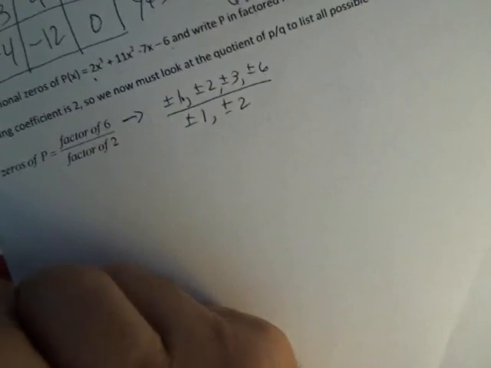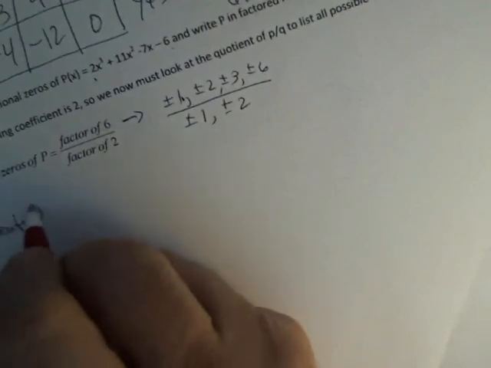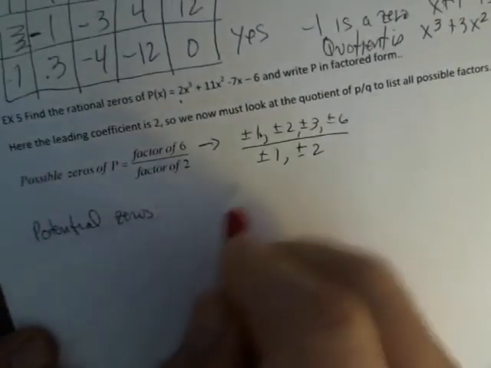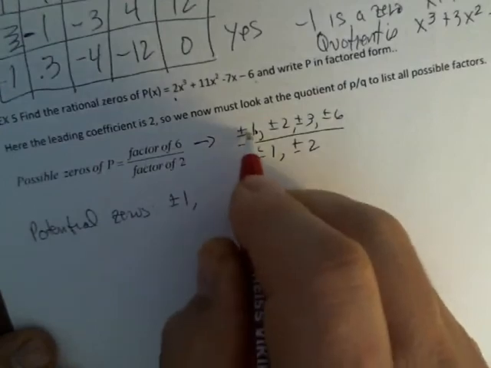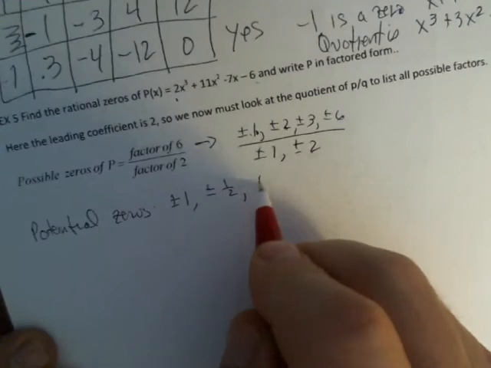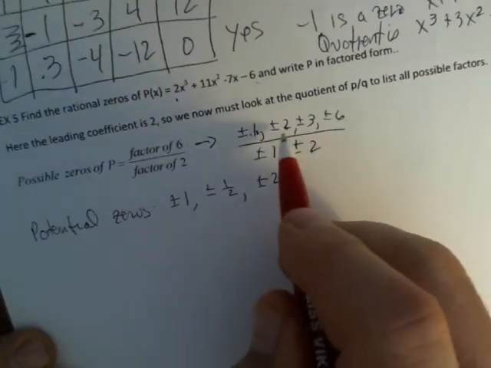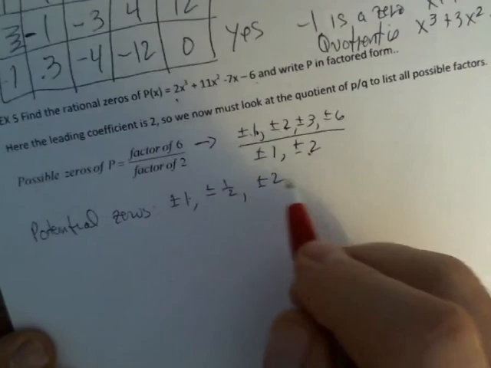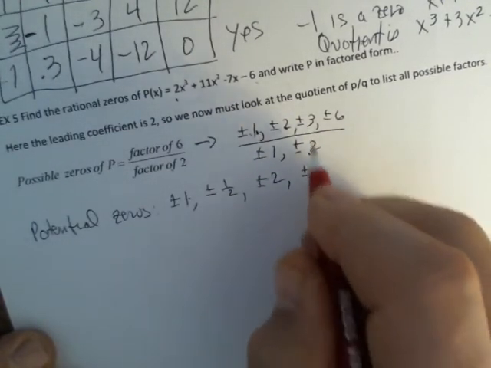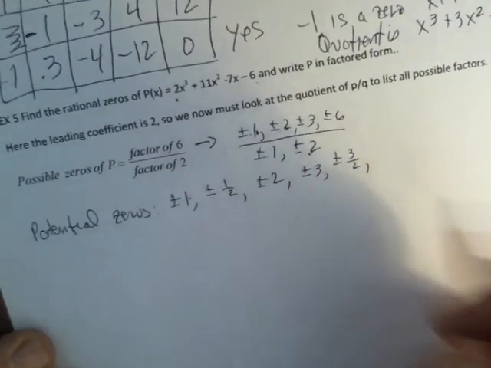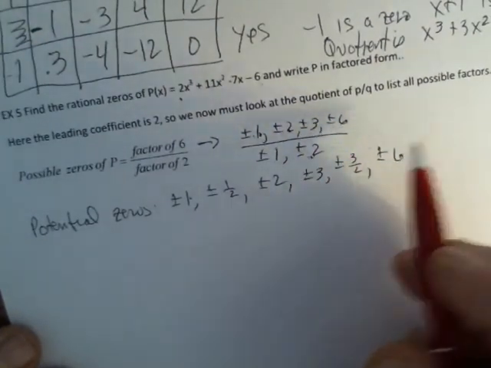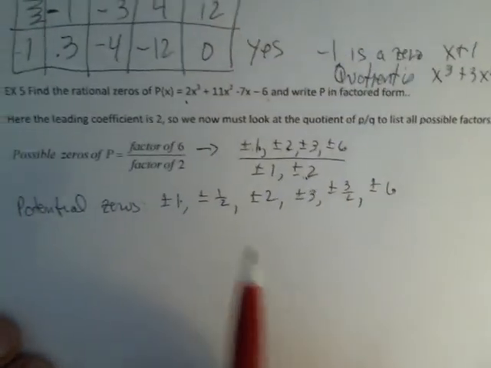So my potential zeros are going to be positive negative 1, positive negative 1/2, 2 over 1, which is 2. 2 over 2 is 1, but I already have that, so I don't need to list it again. 3 over 1 is 3. 3 over 2 is 3/2. 6 over 1 is 6. 6 over 2 is 3. I already have that. So here are my potential zeros.